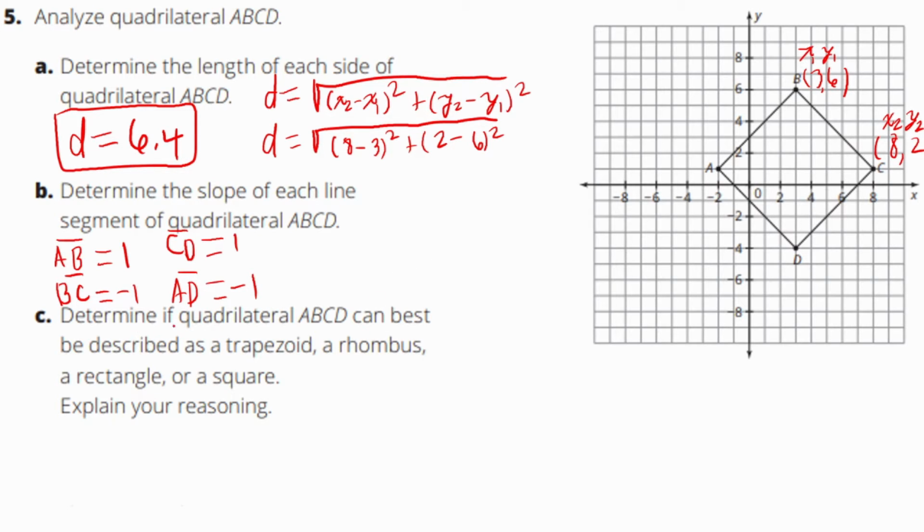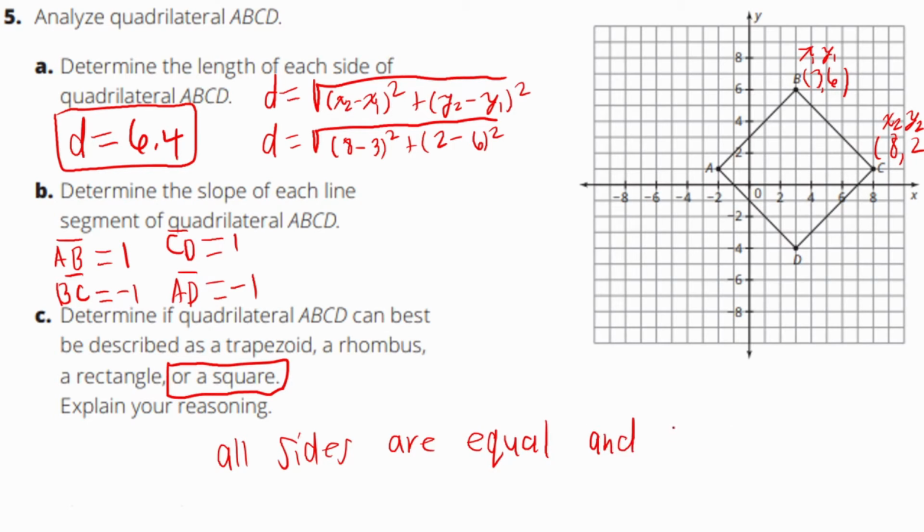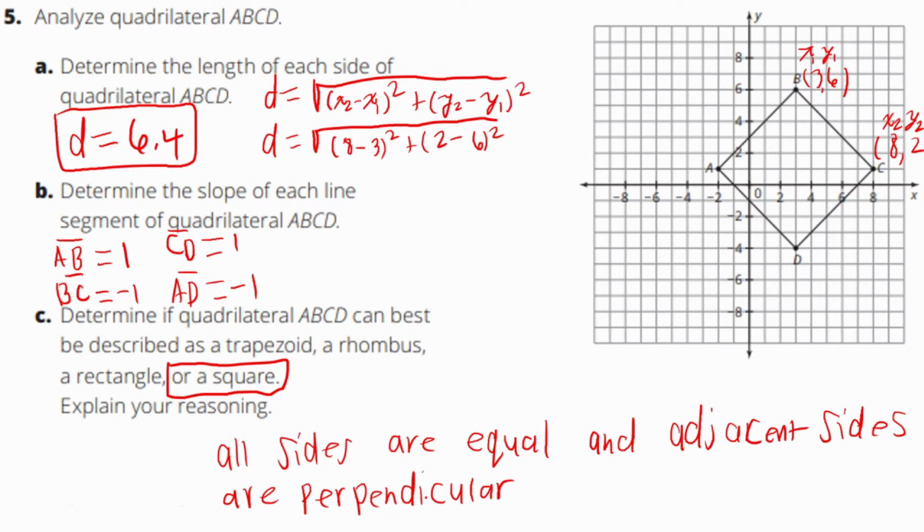And then it says, determine which the quadrilateral ABCD best describes, and it's going to be a square. Why? All sides are equal and adjacent sides are perpendicular. Boom. There's our reasons.